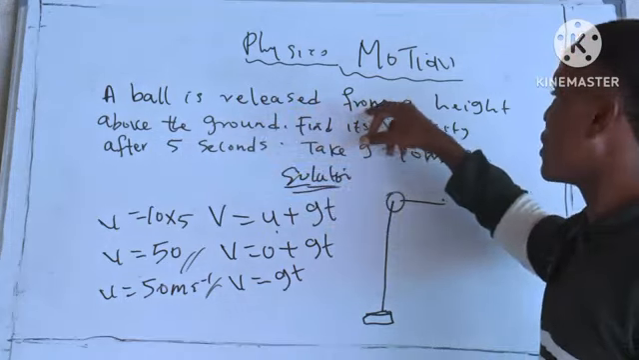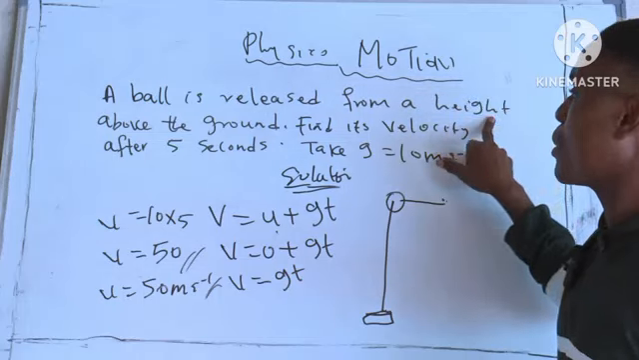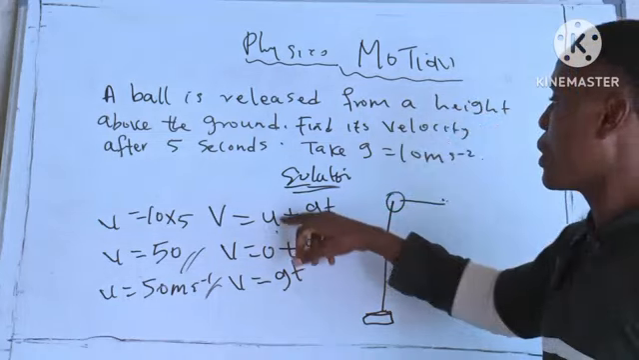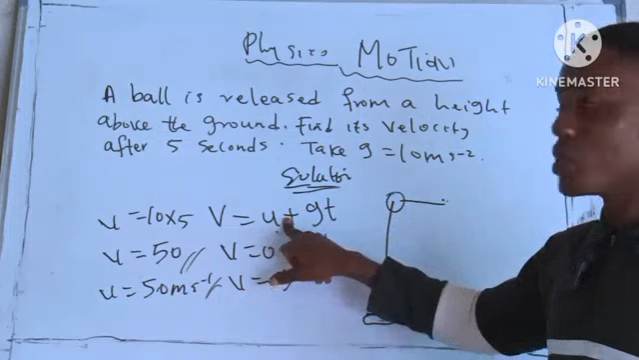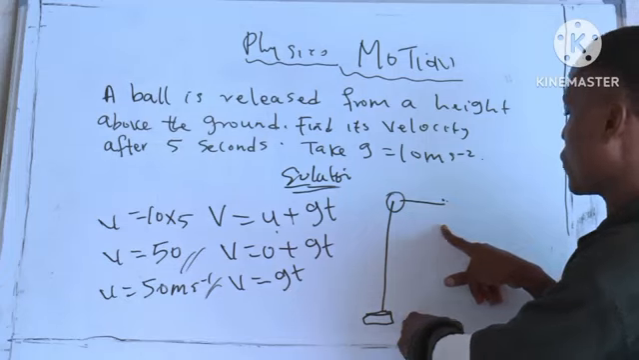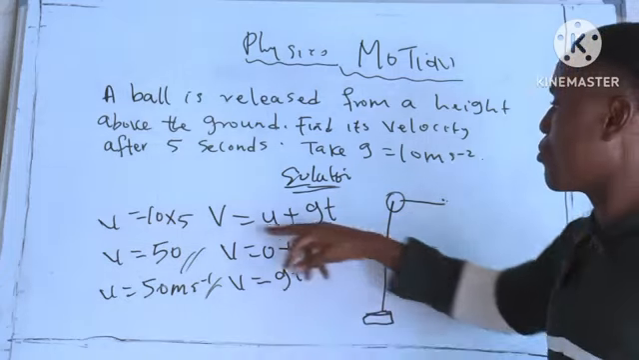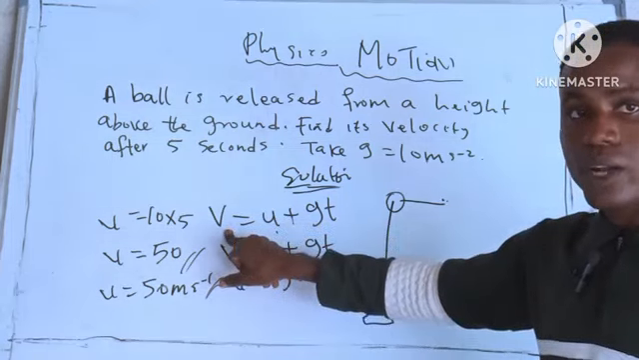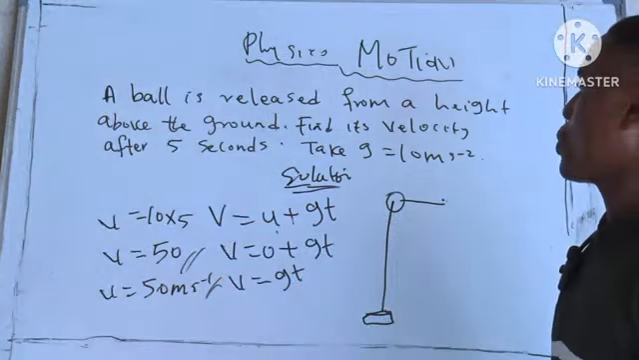A ball is released from a height. When it's being released from the height, the initial velocity u is 0. But when the object is going upward from the ground, the final velocity v is 0. So this is how to solve this type of question.